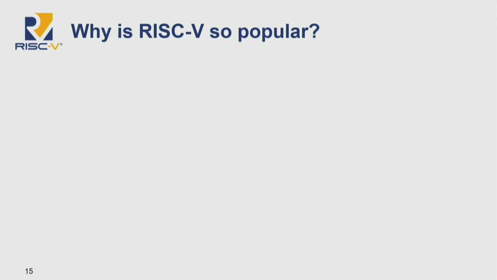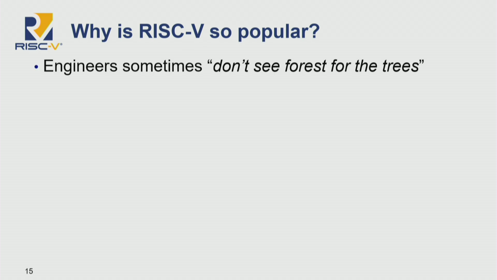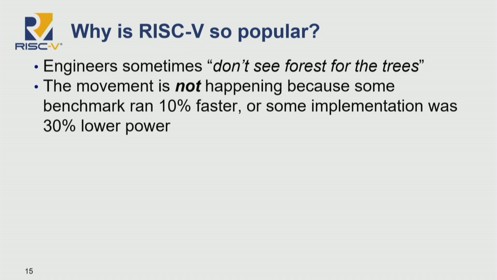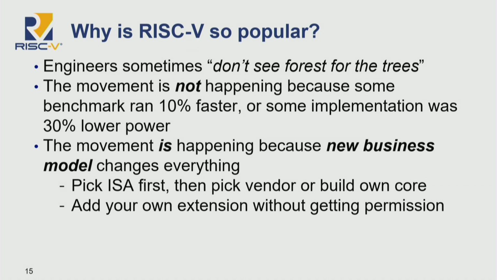So why is it so popular? I think engineers sometimes don't see the forest for the trees. This movement is not happening because some implementation is a bit faster or a bit lower power than some competing core. That's not the reason people are excited about RISC-V. This may be true in some cases, but that's not the big deal. The big deal is the business model has changed.